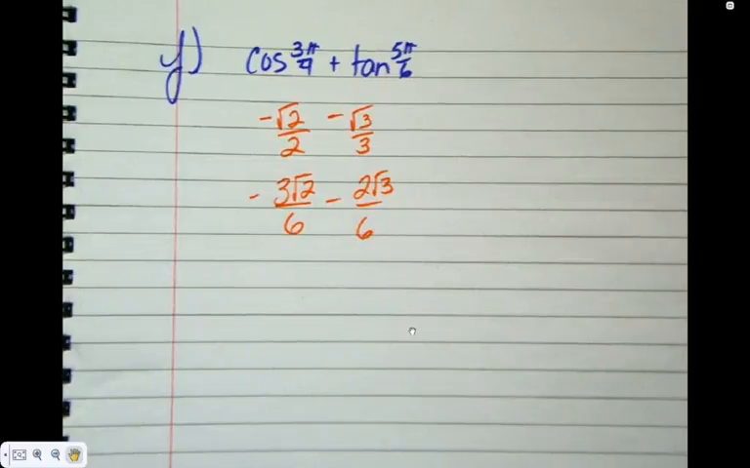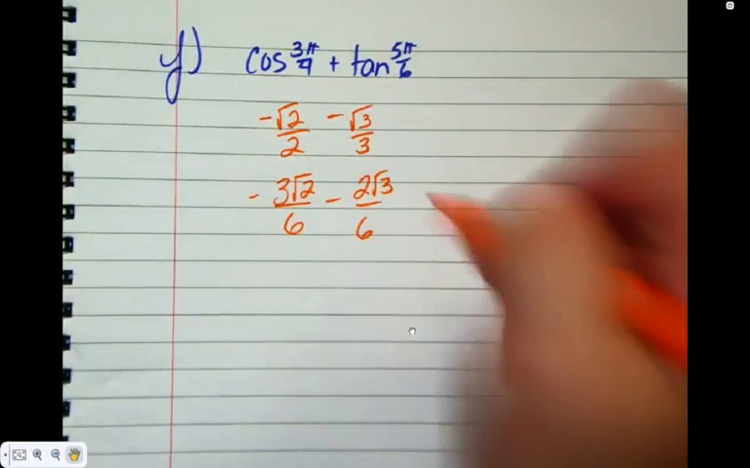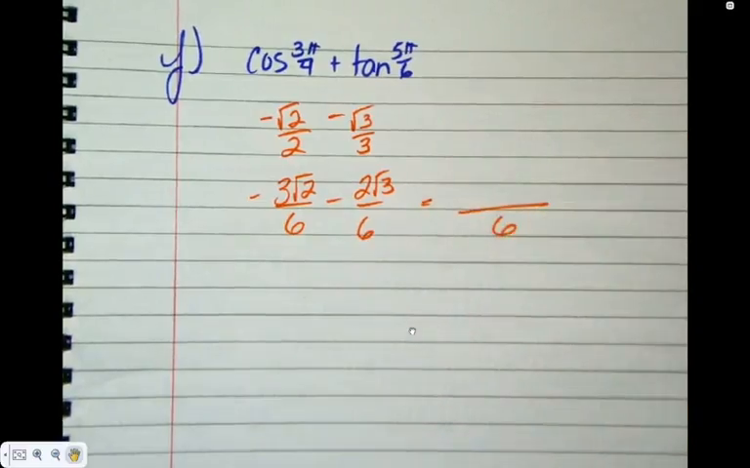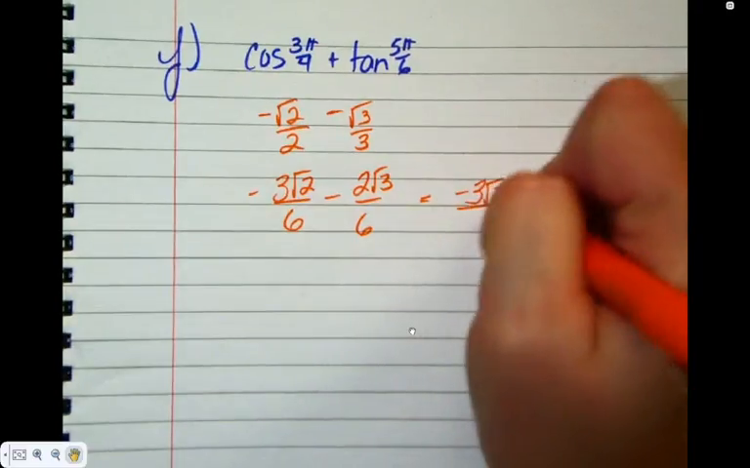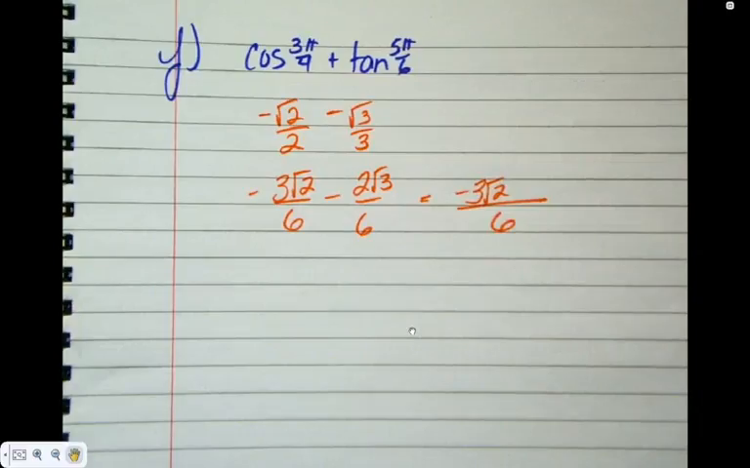What do we do once we have common denominator? Keep the bottom, and we just smush the top together. It's a very technical math term, smush. I'm going to use it a lot. It means just write all the top together. So minus 3 root 2, minus 2 root 3. That's the end of the question. We can't combine a root 2 with a root 3. Those are completely different radicals.